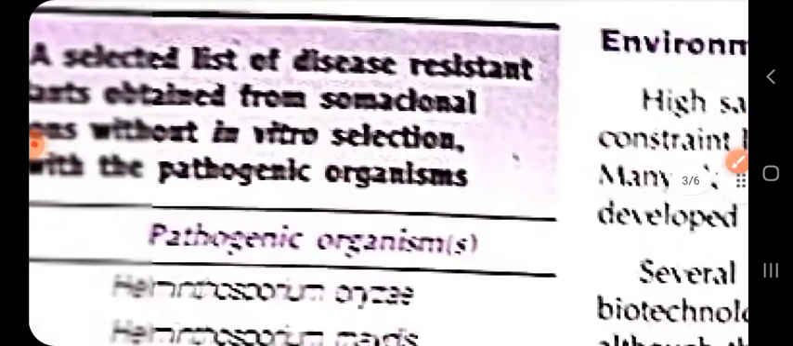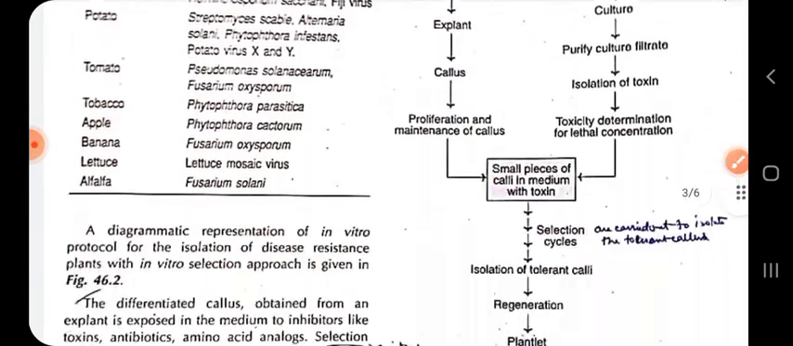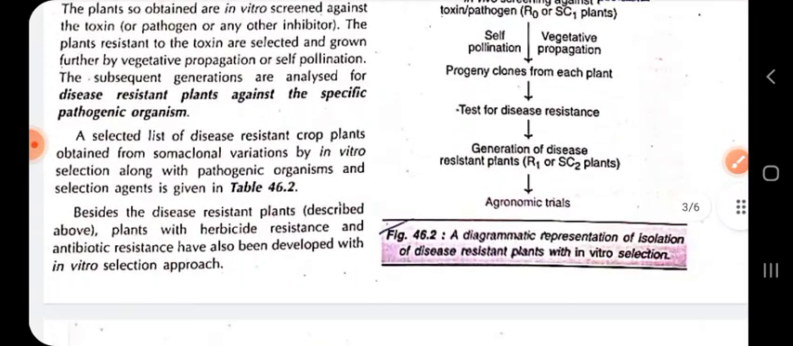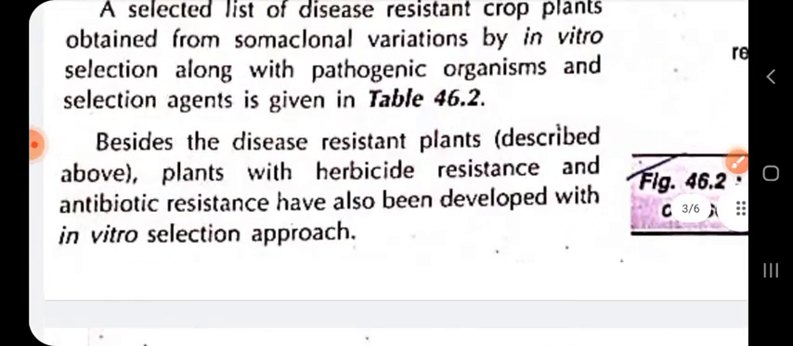Then other plants are also there, like potato. Through somaclonal variation we make potato plants resistant against potato virus X and Y. Then Alternaria solani, Phytophthora infestans; this type of plants are being grown nowadays.